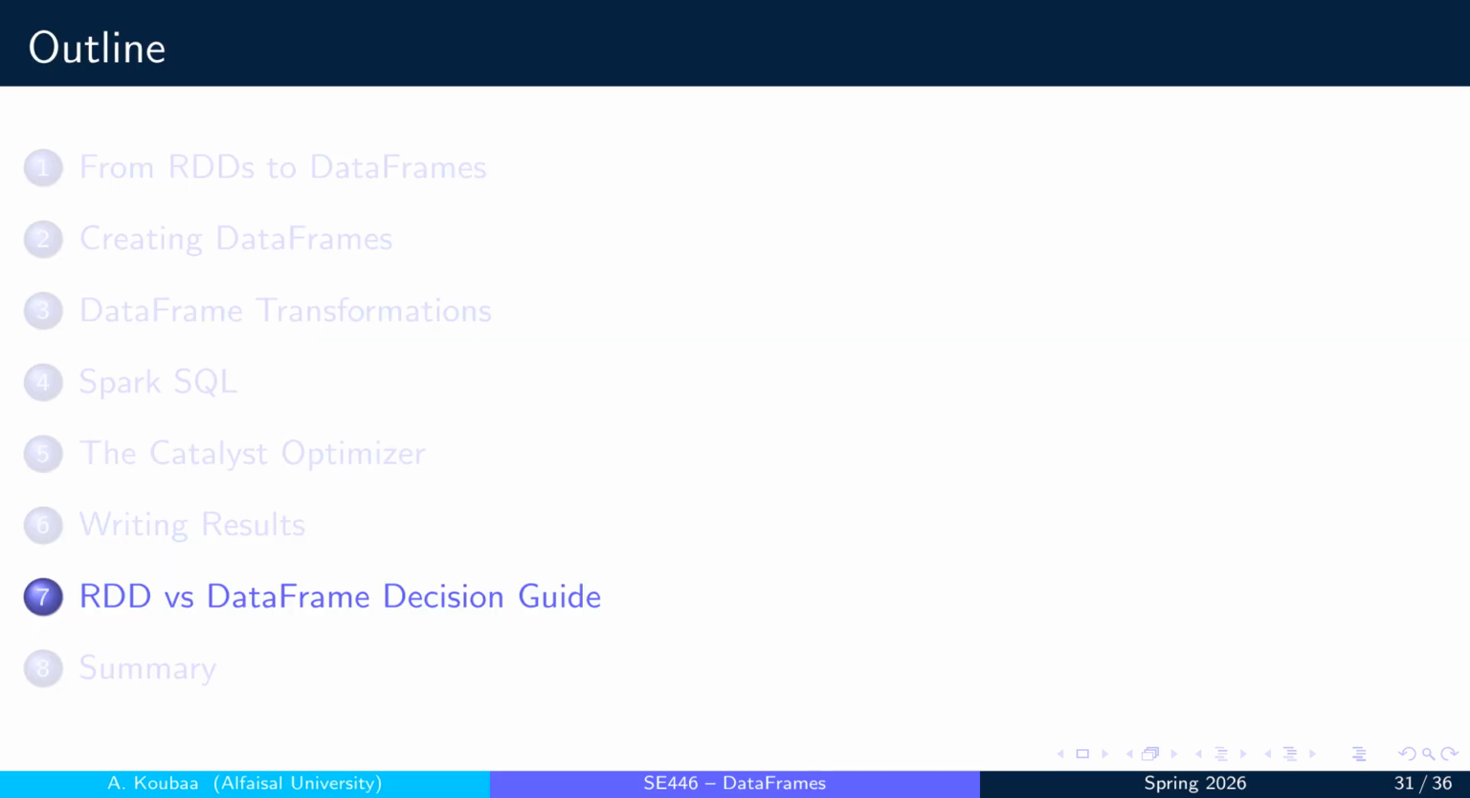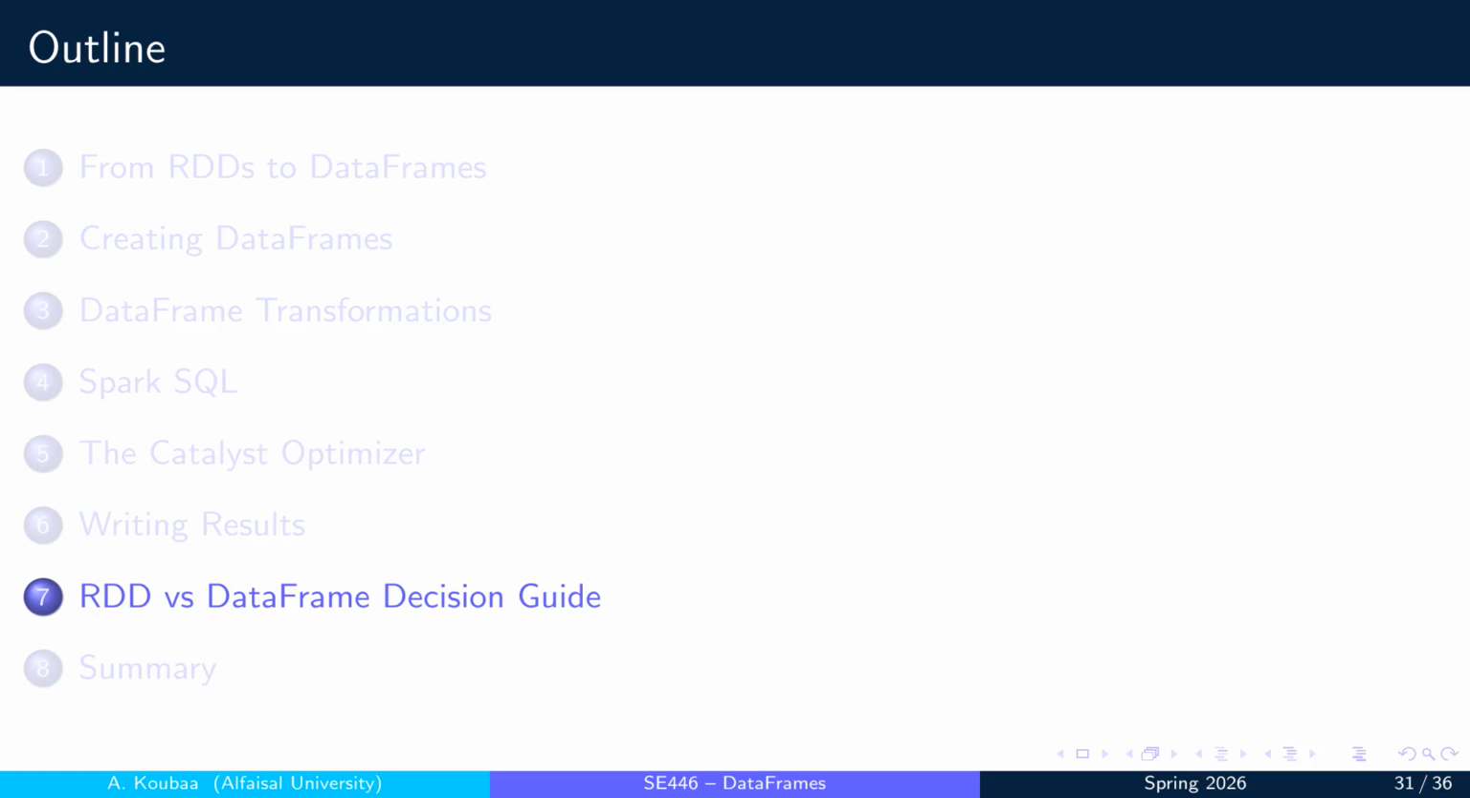So we have just seen how a structured storage format like Parquet can dramatically improve performance by allowing Spark to understand the data schema. This raises a fundamental question. Can we bring this same level of structure and optimization into our Spark code itself, not just the storage? The answer is yes, through the dataframe API. In this lecture, we will systematically explore this evolution. We will start by moving from RDDs to data frames, then cover their creation and transformation.